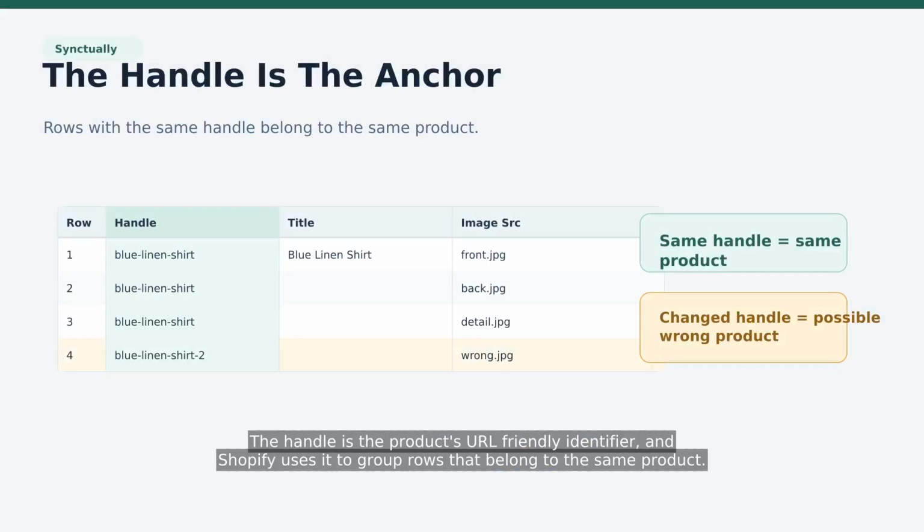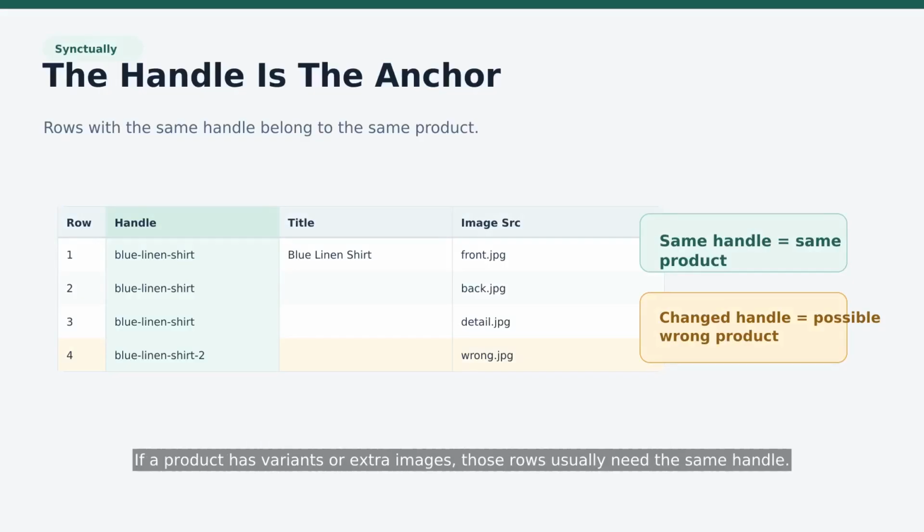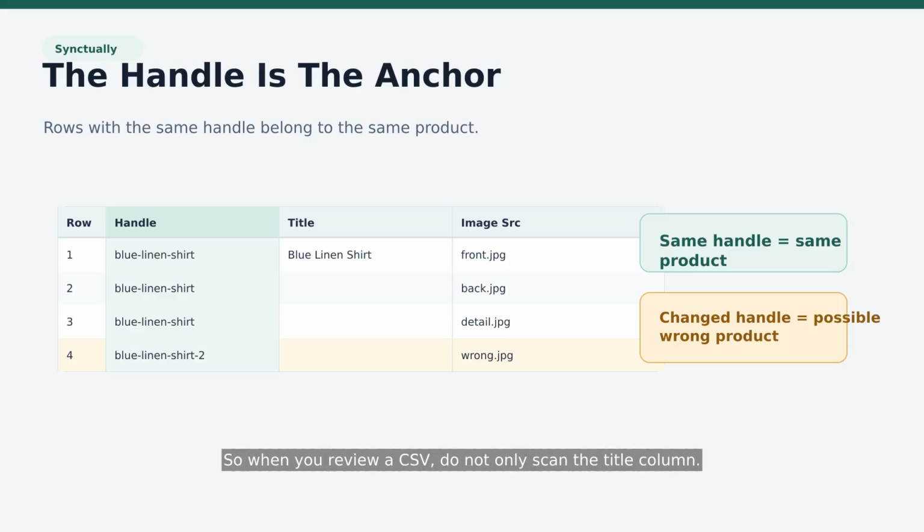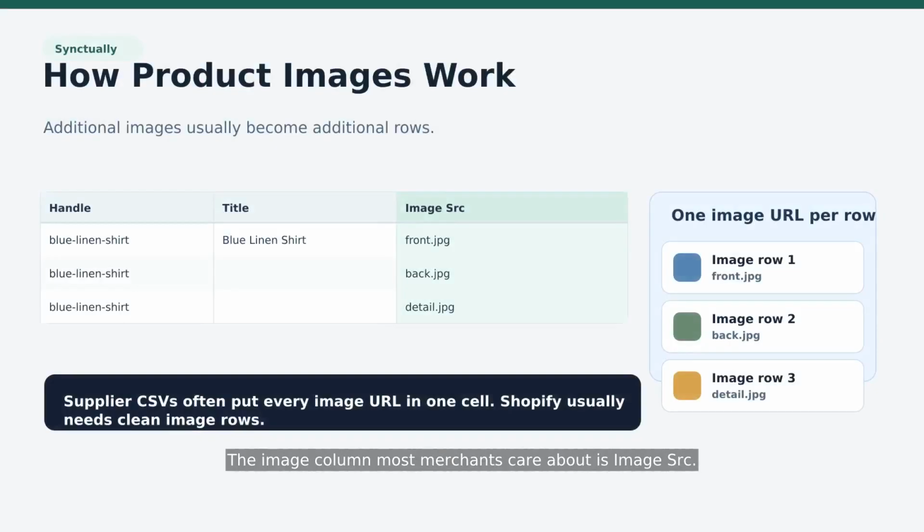The most important field to understand is the handle. The handle is the product's URL-friendly identifier, and Shopify uses it to group rows that belong to the same product. If a product has variants or extra images, those rows usually need the same handle. If the handle changes by accident, Shopify may create a separate product, skip part of the update, or attach images in the wrong place. So when you review a CSV, do not only scan the title column, check whether the handles are consistent.